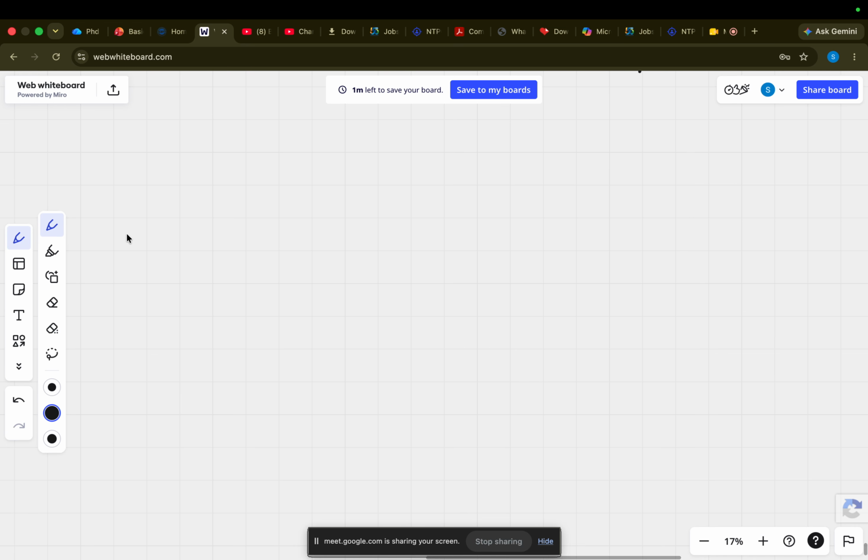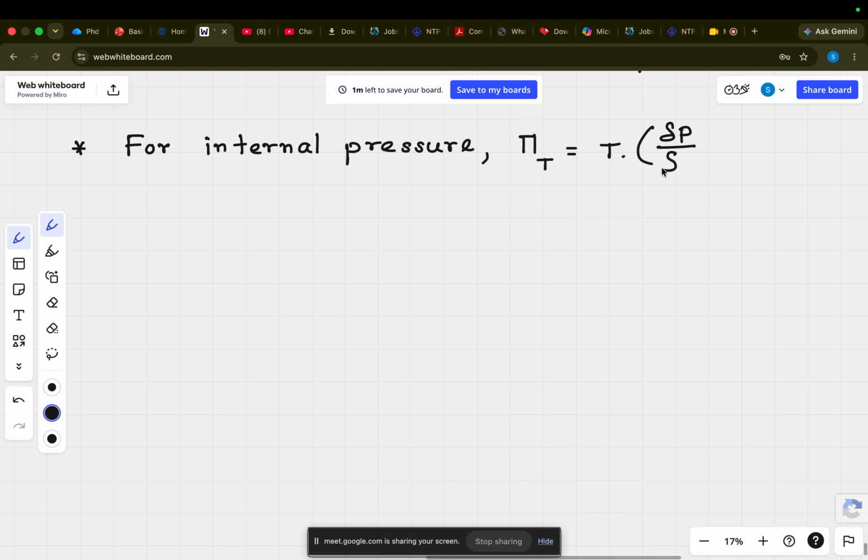Now write down another question. For thermodynamics, basically we will do question answer in the class only. Okay, so write down, for internal pressure, what is your internal pressure? Pi T. So pi T is equal to T into del P by del T at constant V minus P. This is the equation they have provided you.